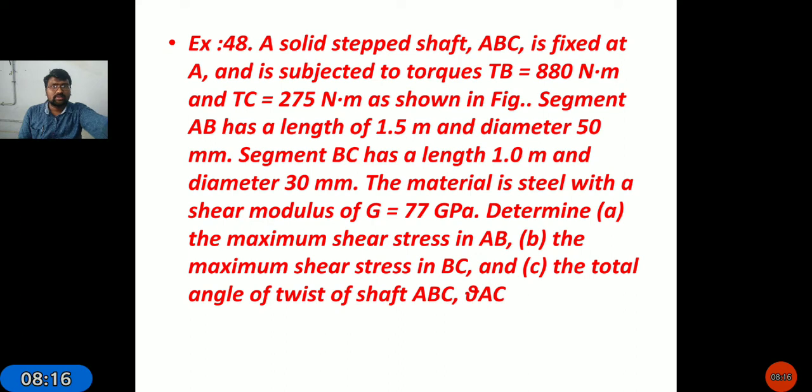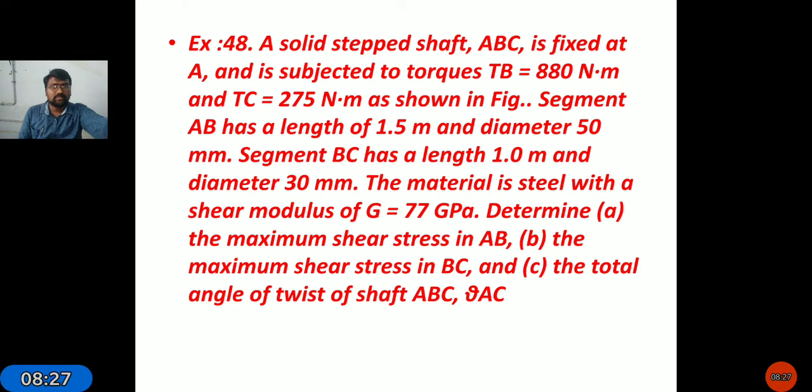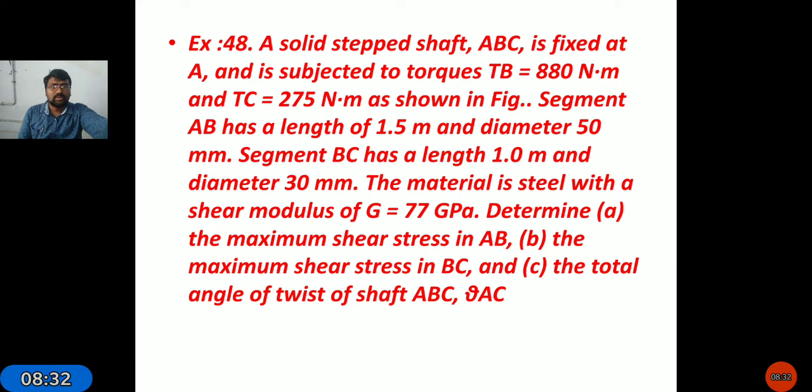Next, segment AB has length 1.5 meters and diameter 50 mm. Next, the segment BC has a length of 1 meter and diameter 30 mm. The material is steel with a shear modulus G of 77 gigapascal. The material of both shafts is the same, and only the diameter varies.